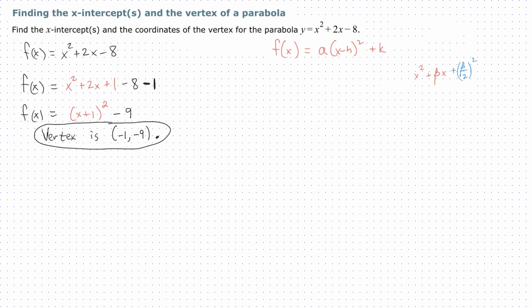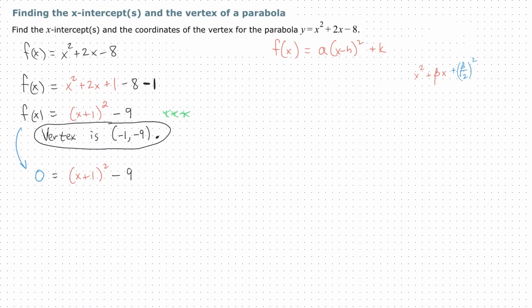We need to find the x-intercepts. Well, the x-intercepts occur when y is 0. So we're going to go back to this equation, and we have to make sure the output is 0. So 0 is now equal to the quantity x plus 1 squared minus 9.